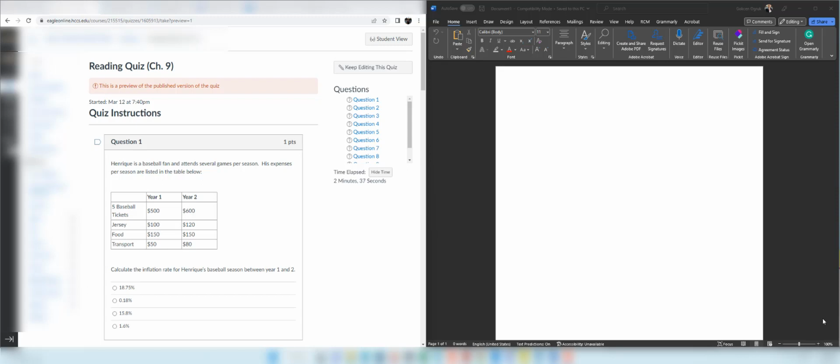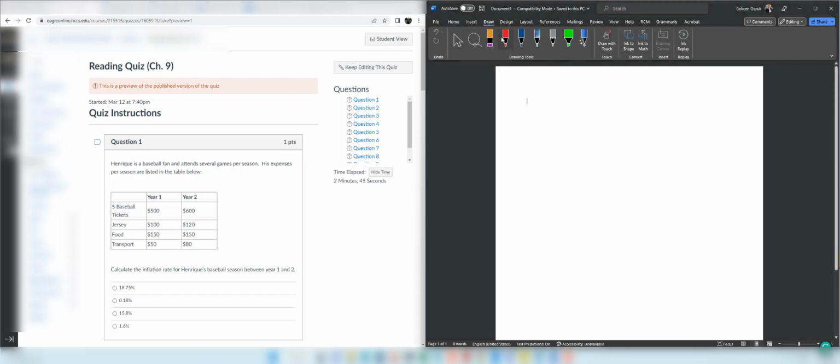And given these expenses, we are going to calculate the inflation rate for Henrik's baseball season between year 1 and year 2. So we have two ways of calculating inflation. The easiest way is to find out the cost of a basket, which includes the foods, energy, anything else a consumer buys in this basket over the year, and then calculate the same basket next year and find out the change in the cost of the basket.